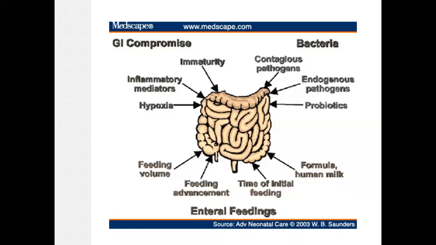As I told you, it's multiple etiology that might be related to the GIT, pathogens, and feeding. Hypoxia due to birth asphyxia may result in the release of inflammatory mediators. In the newborn, the gut is not properly mature, and there might be contamination by bacteria, different types of endogenous pathogens. Some people may use probiotics, which may result in inflammation. Our formulas, like hyperosmolar formulas, and the time of initiation of feeding also matter.